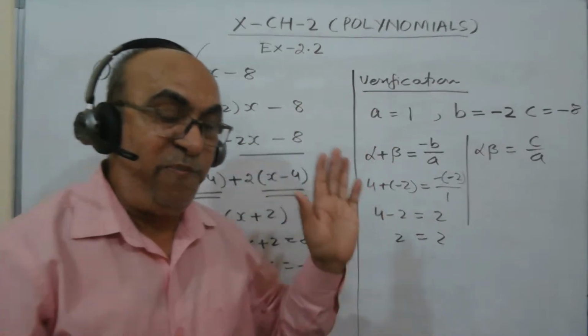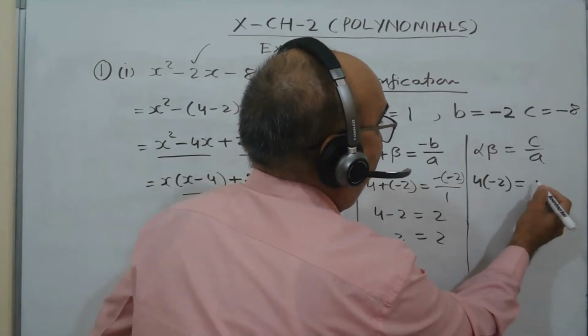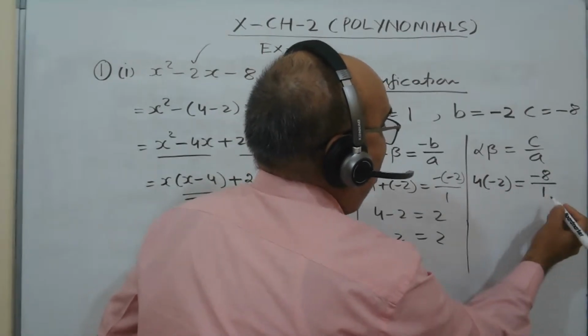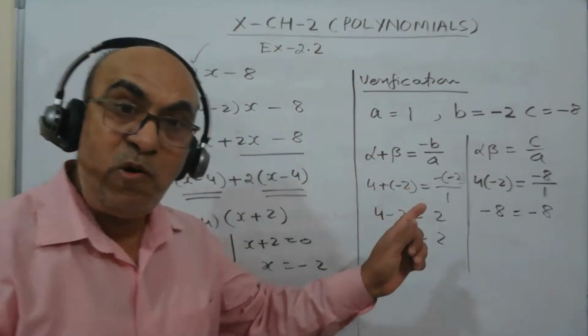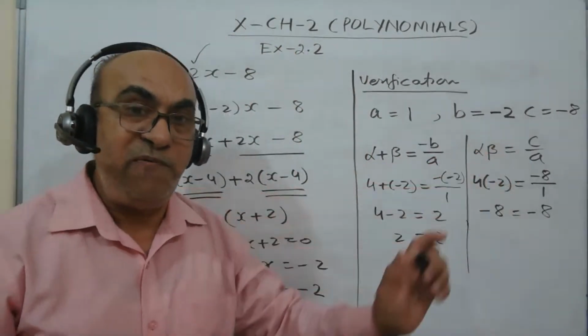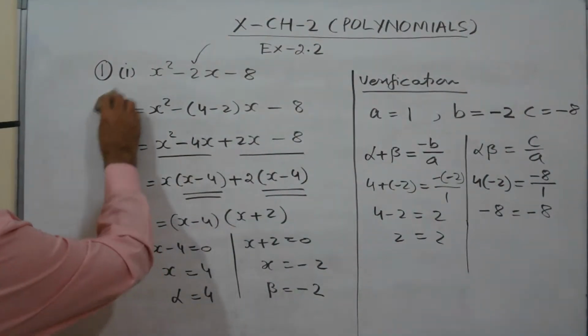Now we have to verify product of zeros. It is 4 into minus 2. C is minus 8. A is 1. Minus 8 equal to minus 8. Sum of zeros as well as product of zeros verified. So this solution is over. Now second question.